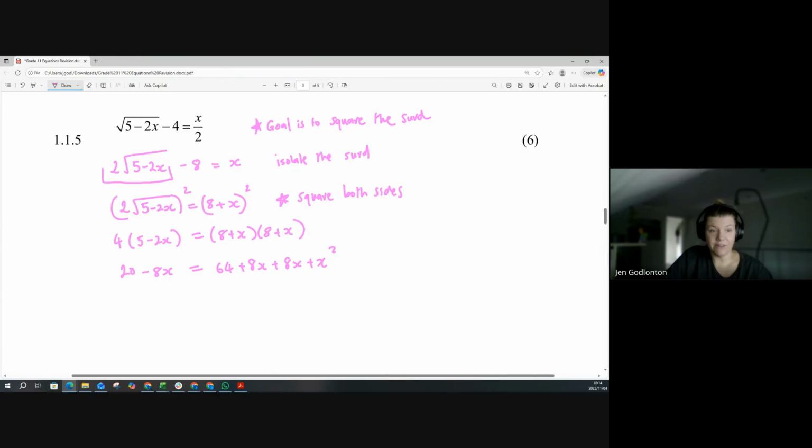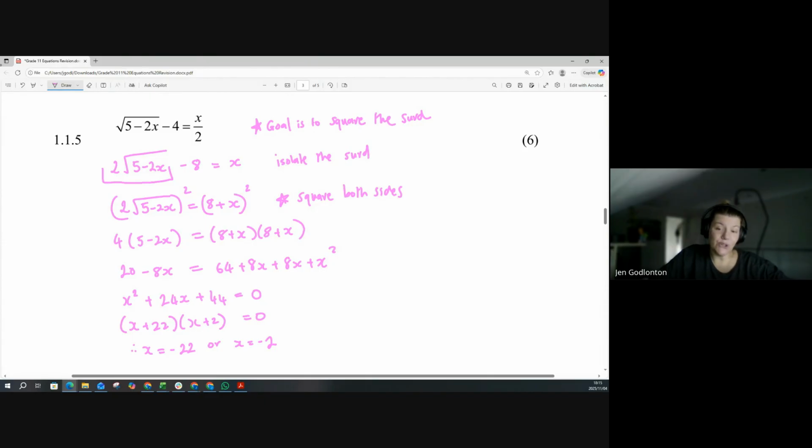And then I'm going to move everything to one side so that I can have a simplified equation. So I'm going to have x squared plus 24x plus 44 is equal to 0. So I'm going to do my trinomial, x plus 22 and x plus 2 equals 0, which means x equals negative 22 or x equals negative 2.